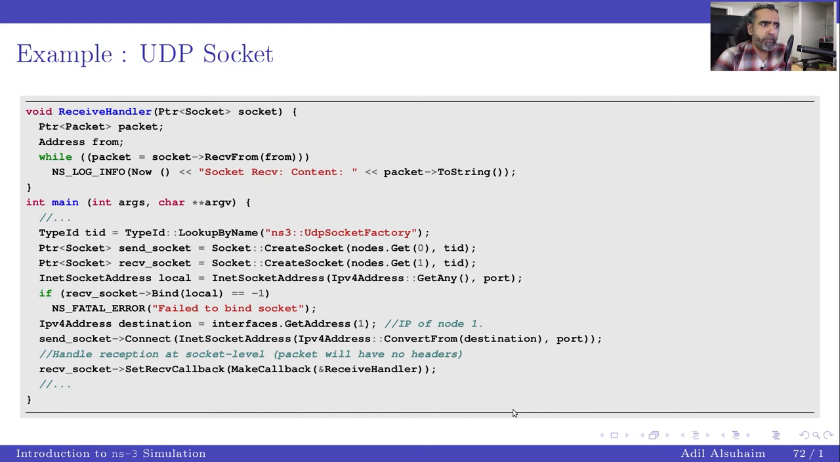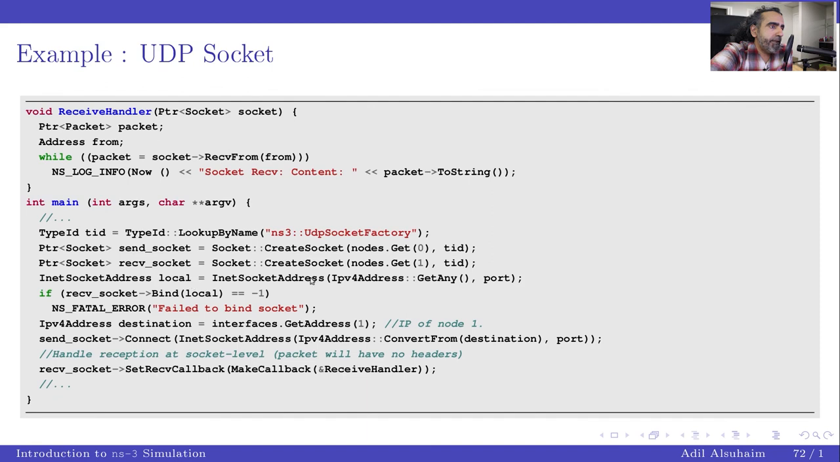Here's an example with UDP socket, just basically creating the socket ourselves. So I'm going to do TypeId tid equal TypeId::LookupByName UdpSocketFactory, and I'm going to create a socket for node 0. I call it the send socket, and a receive socket in node 1.